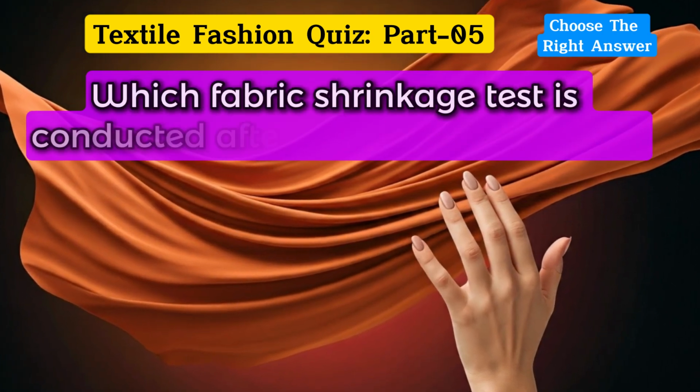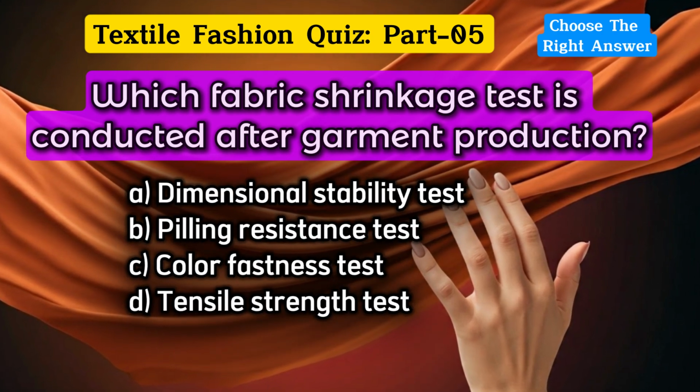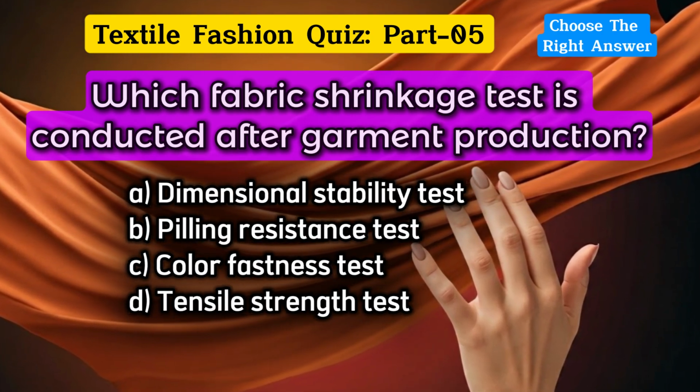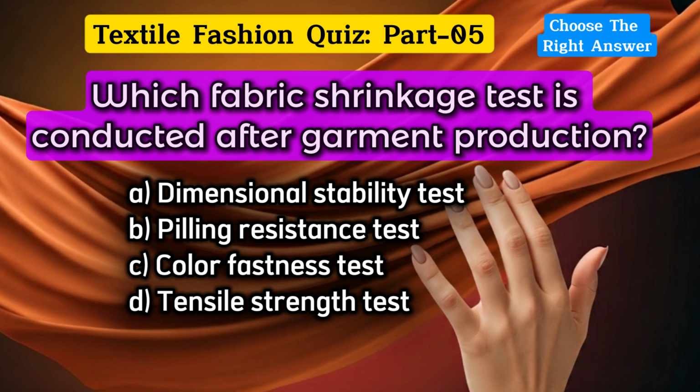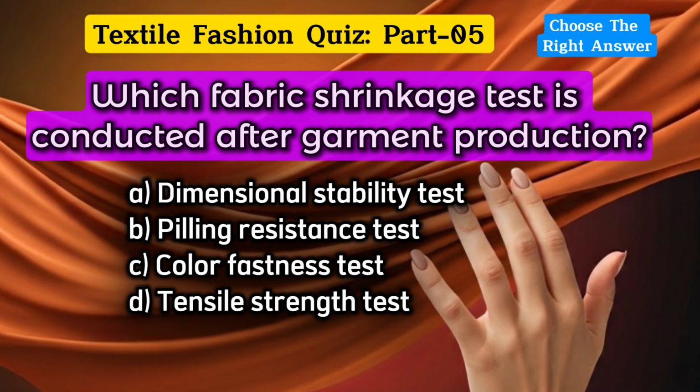Which fabric shrinkage test is conducted after garment production? A. Dimensional stability test. B. Pilling resistance test. C. Color fastness test. D. Tensile strength test.